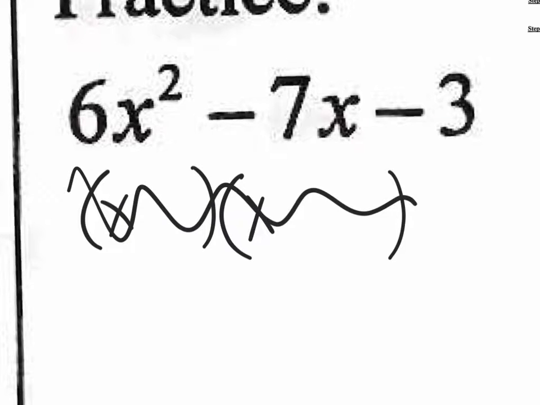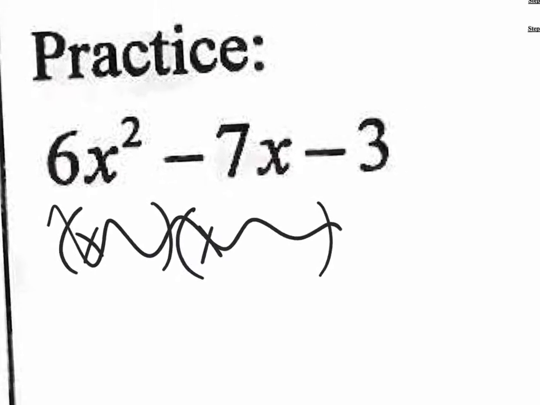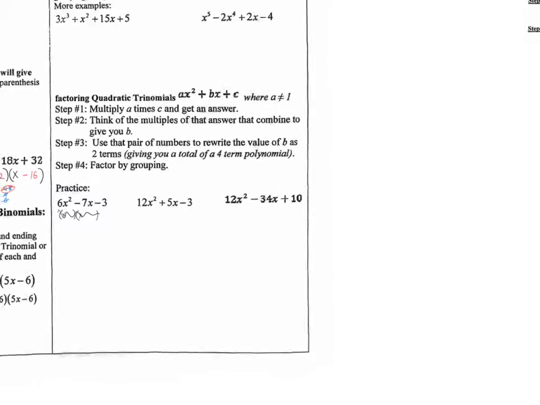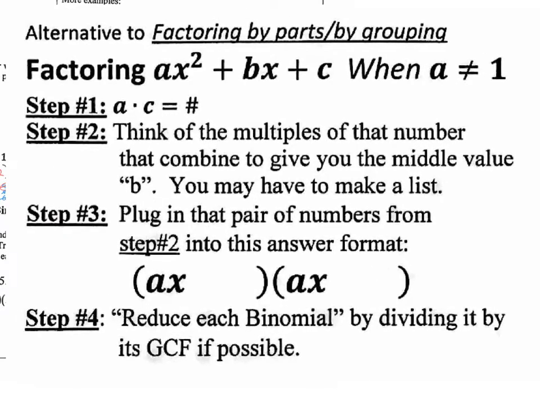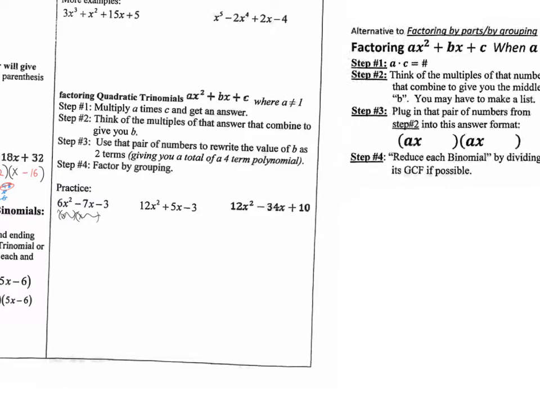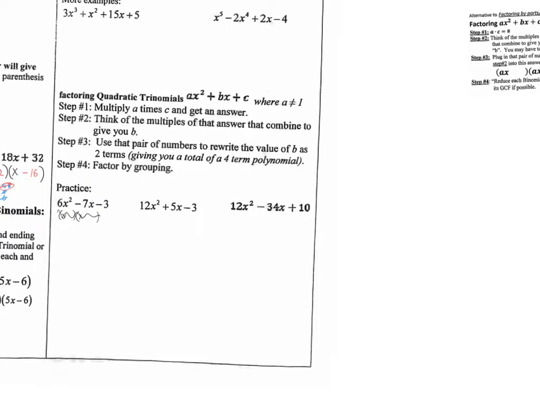Now you could do either by grouping or that kind of shortcut method. Now the shortcut method is not on this worksheet itself. The shortcut method is right here. This was the alternative to factoring by grouping. Now it's the same first 2 steps. Step 1, a times c, get a number. Step 2, make a list. Think of the multiples of that number that combine together to give you b. Step 3 and 4, you jump straight into your answer format, and then you reduce your binomials. So I hope you guys are comfortable with this new simple method.